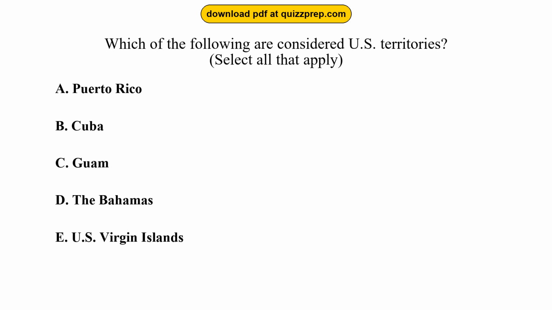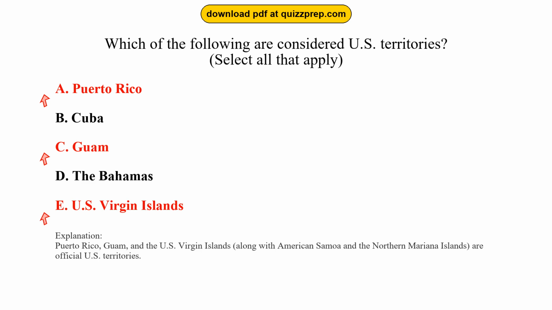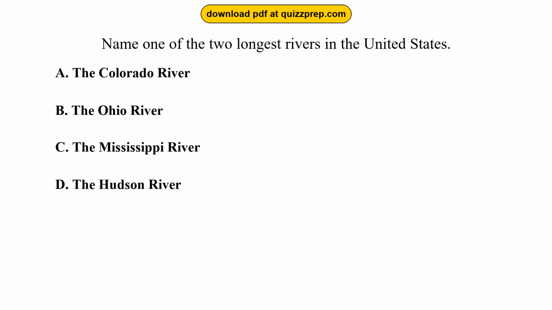Question 70. Which of the following are considered U.S. territories? Option A Puerto Rico. Option B Cuba. Option C Guam. Option D the Bahamas. Option E U.S. Virgin Islands. The correct answers are options A and C and E. Puerto Rico, Guam, and the U.S. Virgin Islands, along with American Samoa and the Northern Mariana Islands, are official U.S. territories.